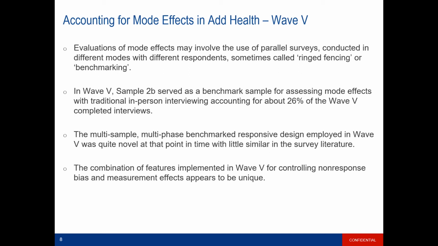The multi-sample, multi-phase benchmarked responsive design, that's a mouthful, employed in wave 5 was quite novel at that point in time, and there were very few similar designs in the survey literature. So it was really a unique way to move from in-person data collection to multi-mode. The combination of features implemented in wave 5 for controlling non-response bias and measurement effects also appears to be unique.